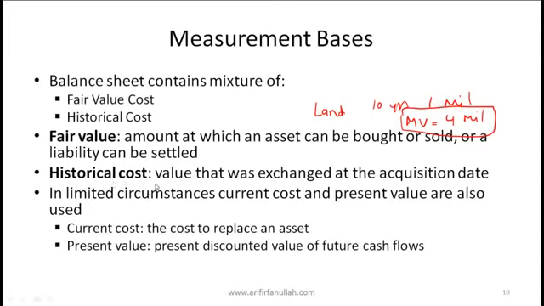So historical cost is the value that was exchanged at the acquisition date. In limited circumstances, current costs and present value are also used, where current cost is the cost to replace an asset and present value represents the discounted value of future cash flows. So as mentioned, this is in limited circumstances. The two main types of measurement bases that you need to be aware of are fair value and historical cost. As we study assets and liabilities in more detail through this entire topic, we will define whether an asset needs to be shown on fair value or historical cost.